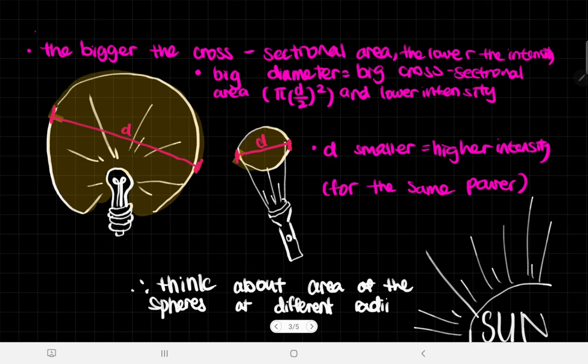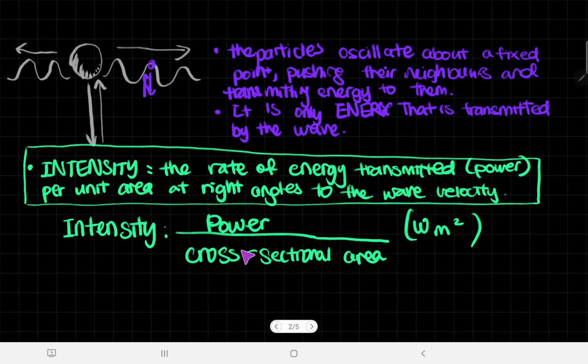We can also relate the diameter or the cross-sectional area to the intensity. How could we do this? Well, the bigger the cross-sectional area, the lower the intensity. This is pretty self-explanatory. If the cross-sectional area becomes bigger and the power stays the same, obviously intensity is going to go down.